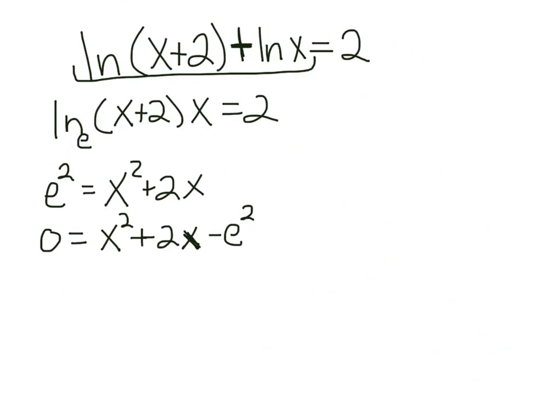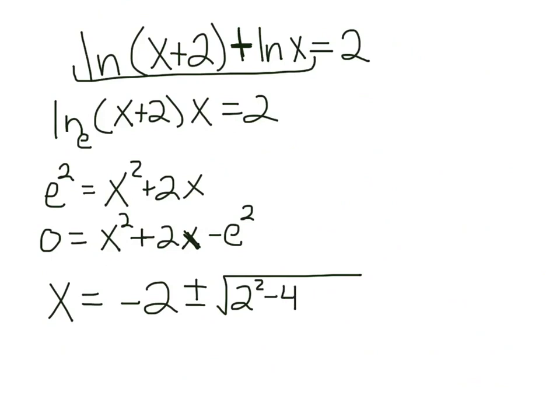But you know that you can't factor with an e squared, so what we're going to need to do is use our quadratic formula. x equals negative b, so negative 2, plus or minus the square root of b squared, 2 squared, minus 4 times a, which is 1, times c, which is negative e squared, all over 2a, and a is 1, so 2 times 1 is just 2.